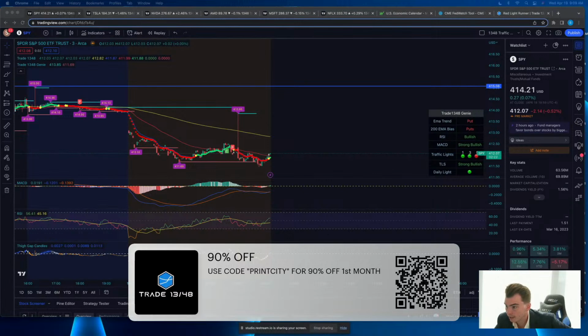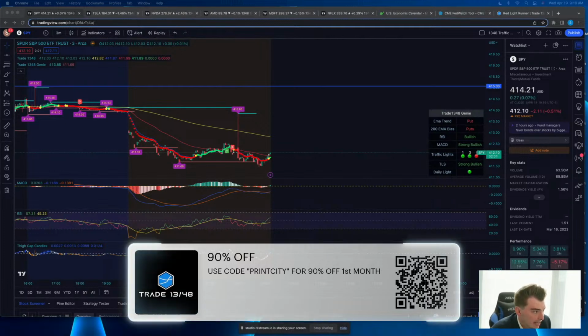SPY moving higher here. All right. Tesla cut prices this morning. Interesting move considering it's earnings day. Yeah, they'll probably talk a little bit more about that on their earnings call. That'll be very interesting to see. It's probably a demand issue.